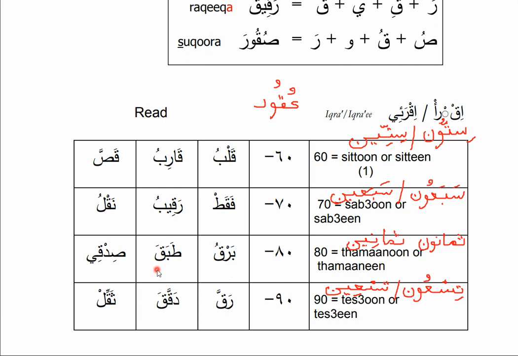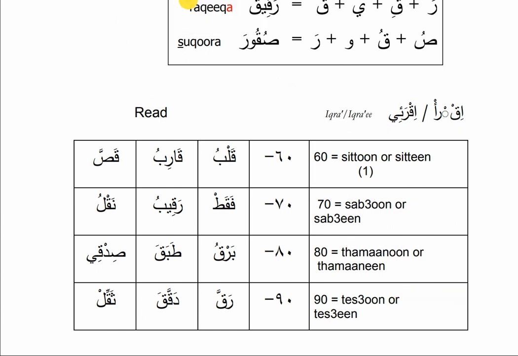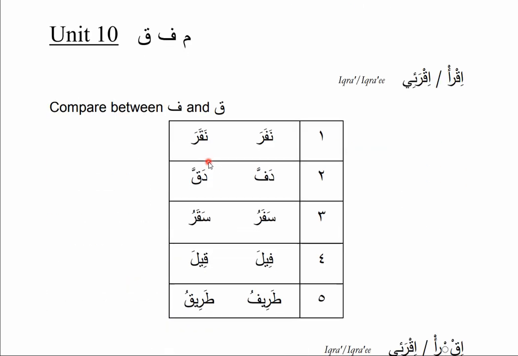Barqu. طبق صدقي. Now dal is also from the shaking letters. صدقي رق دقق ثقل. It may seem a bit difficult, but with practice it will come, inshallah.